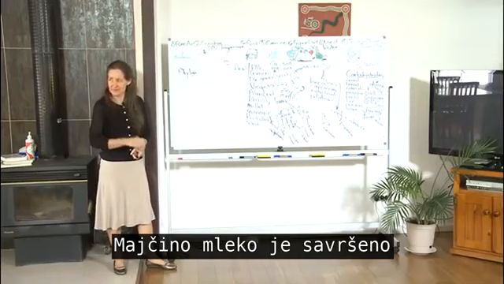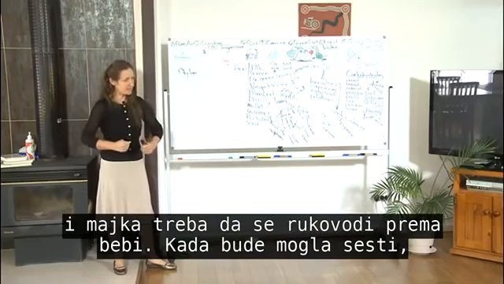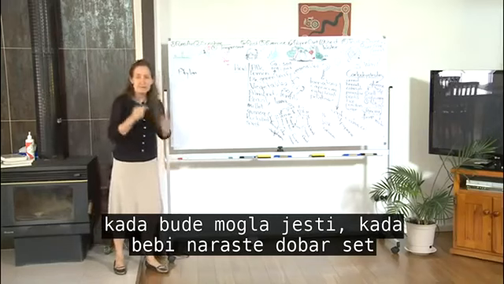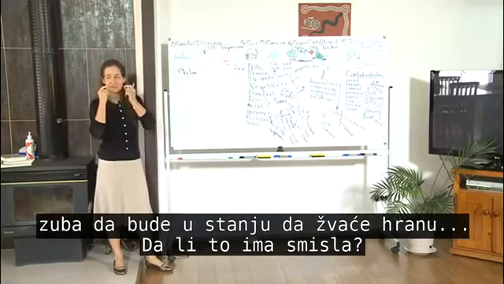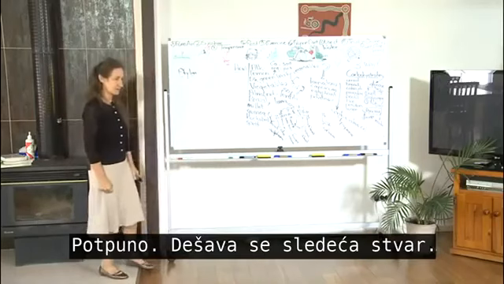Breast milk is perfect. And the baby should be the guide. When the baby can sit, when the baby can feed itself, when the baby has a good set of teeth to be able to chew the food. Does that make sense? Makes total sense.